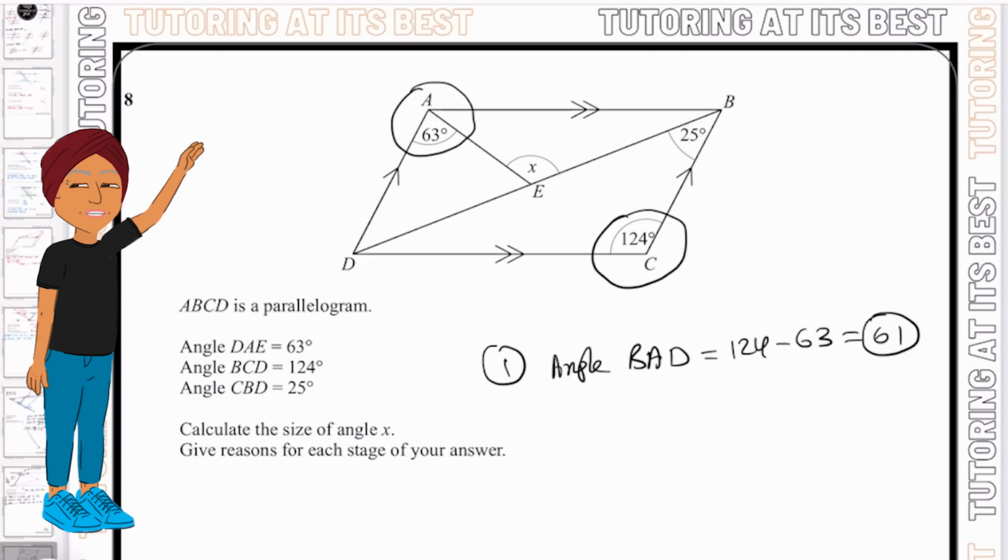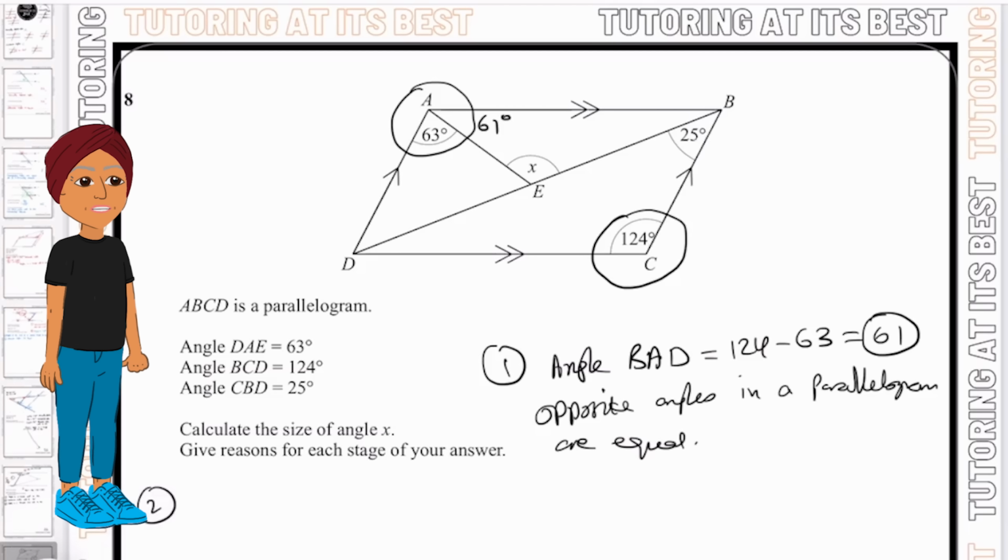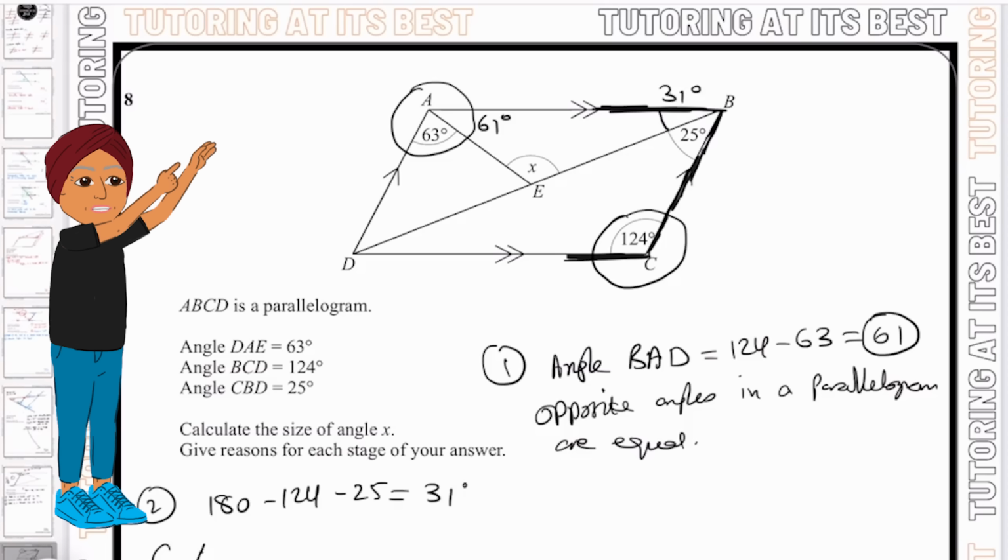So the first step is that opposite angles in a parallelogram are equal. So now we know that this is 61 degrees. So step 2. We now need to go ahead and work out the next angle, which is part of angle B. And that there brings me to the point of angle C, which is going to be a co-interior angle. And that is where two angles add up to 180 degrees. So we now have 180 minus 124 and minus 25, which then gives me 31 degrees. So now we know that the second part of angle B is 31 degrees. And that is a C angle, which is co-interior angles.